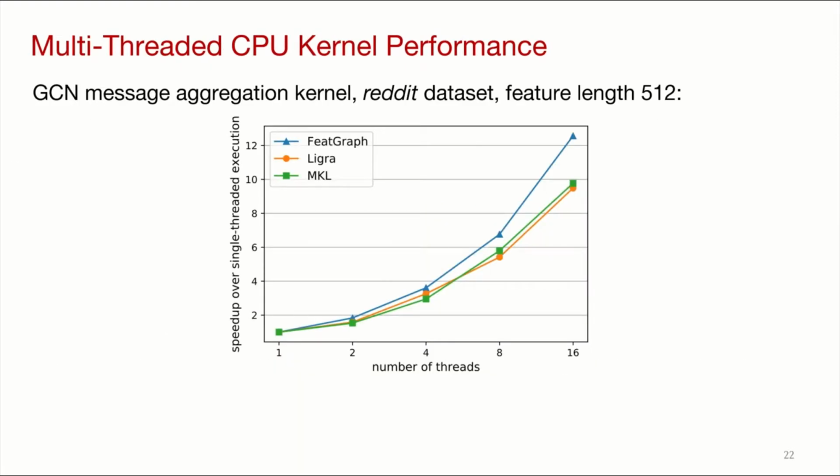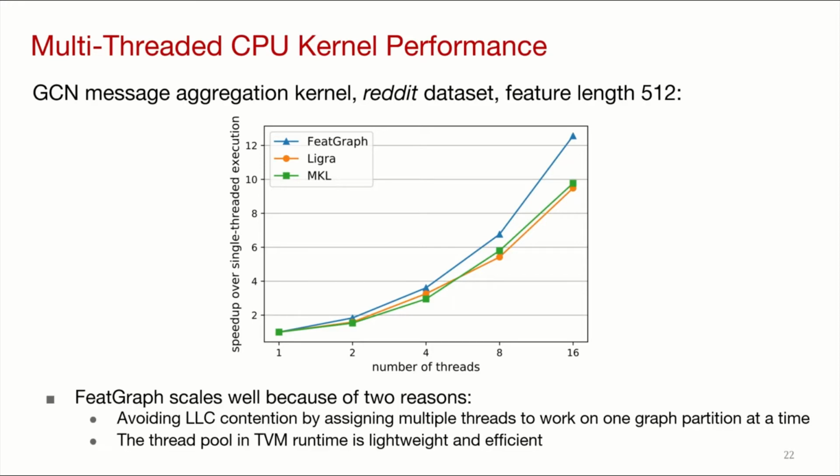This slide shows the multi-threaded CPU kernel performance evaluated on the Reddit dataset with feature length 512. The x-axis is the number of threads. The y-axis is the speedup over single-threaded execution. As we can see, FeatGraph achieves better scalability than both MKL and Ligra. FeatGraph scales well because of 2 reasons. First, it avoids last-level cache contention by assigning multiple threads to work on one graph partition at a time. Second, the thread pool in TVM runtime is lightweight and efficient.